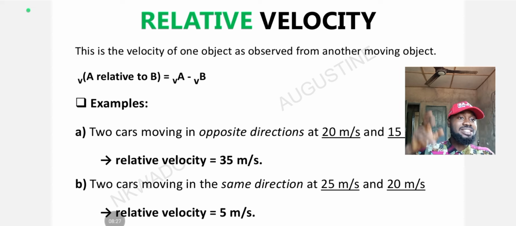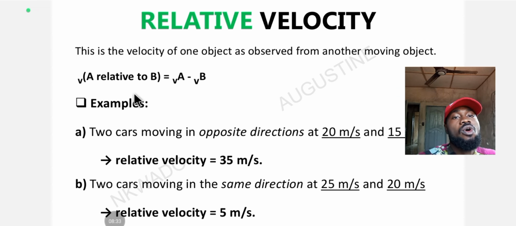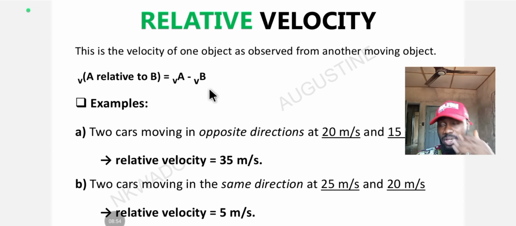So that's relative velocity, measuring the velocity of an object with the help of another object. And here you have the relation: A relative to B equals the velocity of A minus the velocity of B, that's why you have this small v here. So that's it. The relation is what? How are you going to get the velocity of the object?